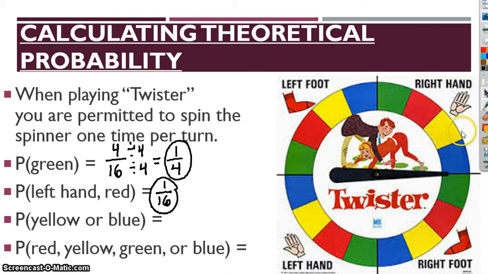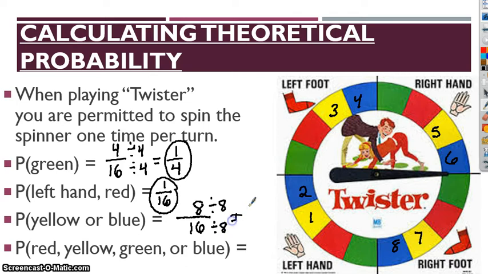Let's look at the probability of getting yellow or blue. So we want to look and see how many events are yellow or blue. Well, here's 1, 2, 3, 4, 5, 6, 7, 8. So 8 out of, and how many were there in the sample space altogether? 16, which we know will reduce to 1/2. You have a 1/2 chance of getting blue or yellow.